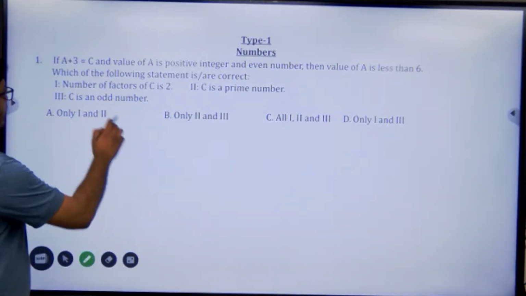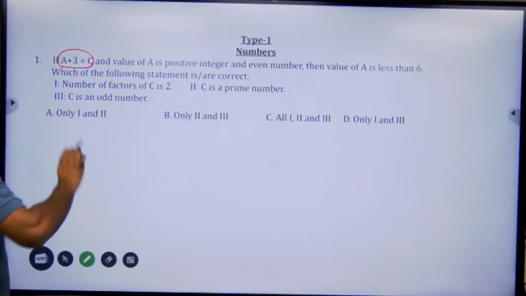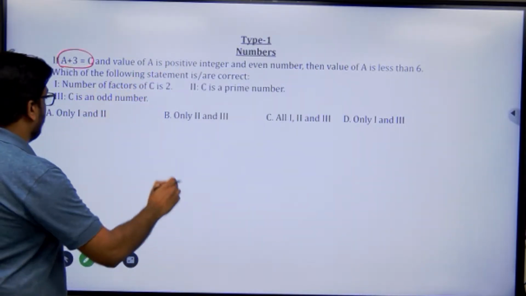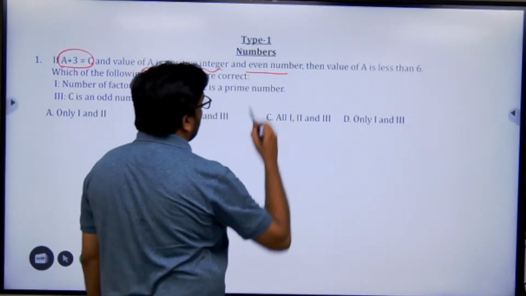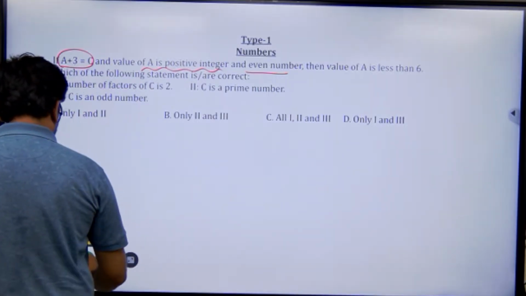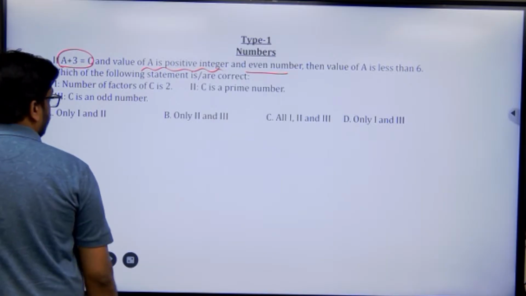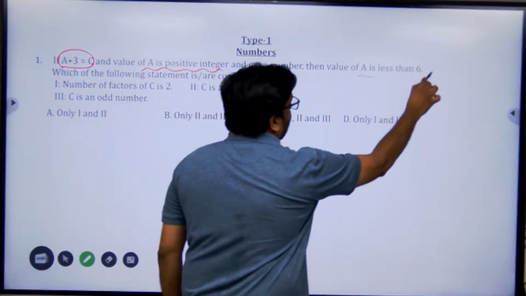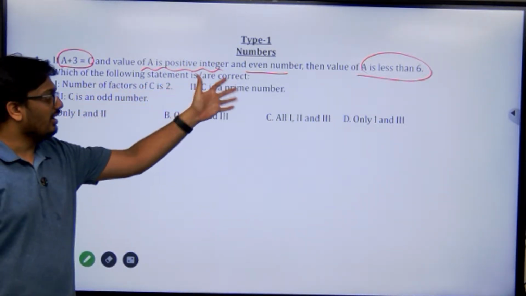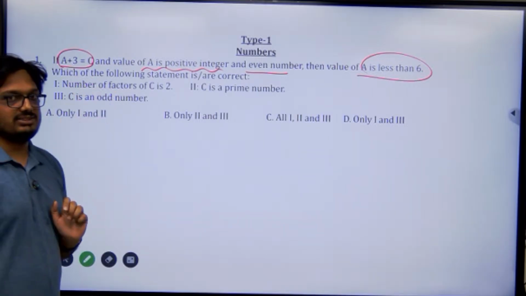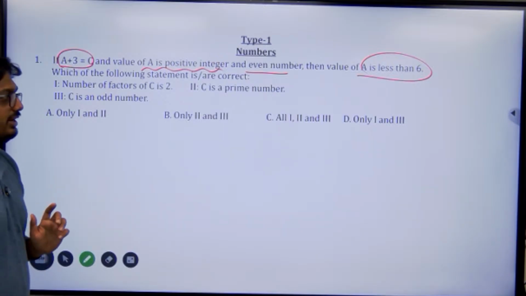First problem: if a plus 3 is equal to c, and the value of a is a positive integer and even number, then the value of a is less than 6. Which of the following statements is or are correct? First one, number of factors of c is 2. Second one, c is a prime number. Third one, c is an odd number.